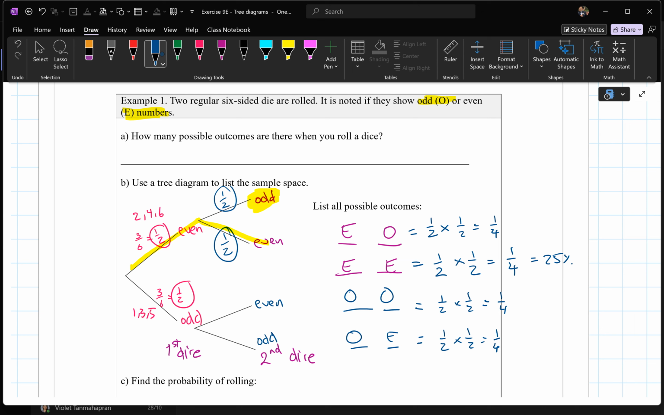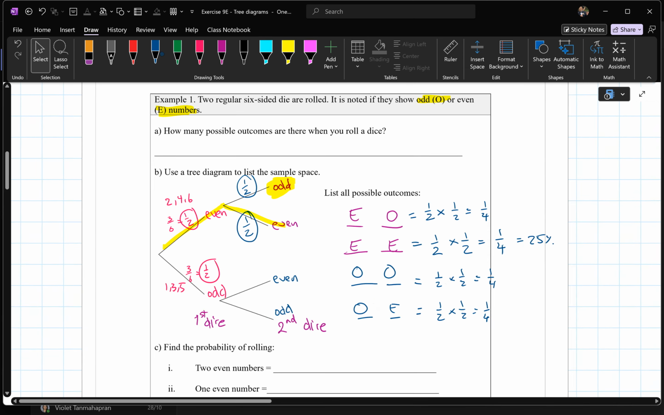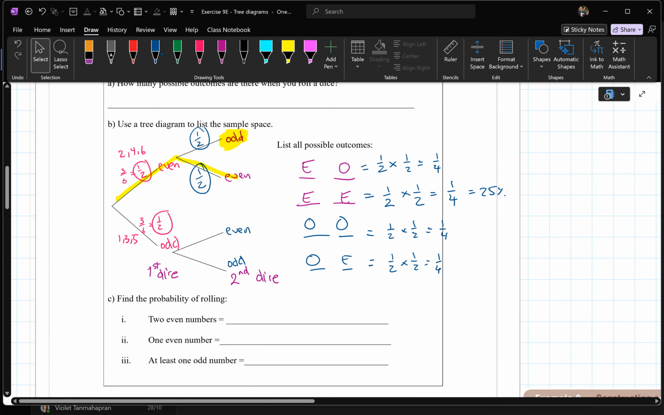But the first thing is to draw out the tree diagram to help you visualize the problem. Here's my sample space. This is all the possible options you can get: even, even, even, odd, odd, odd, or odd, even. Those are the possibilities if you roll a dice and you want to check if you have an even or odd. Okay, so let's answer the questions now. Once you've got a diagram, answering these questions is easy.